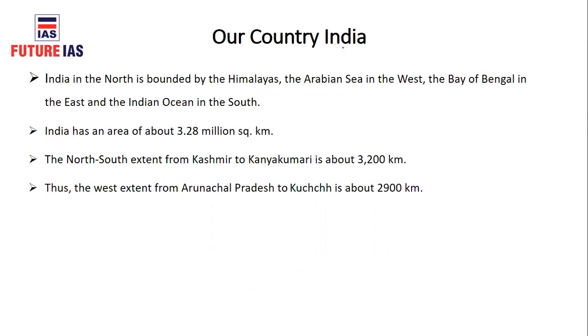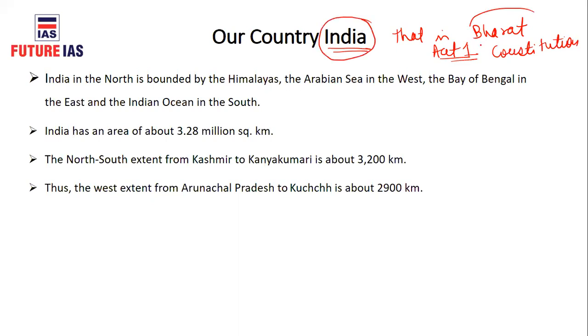As all of you know, India, that is Bharat. This is what is written in our Indian Constitution, Article 1, which basically says that India, that is Bharat. So that means India is the modern name of our country and Bharat is the ancient name. Let's understand a few features of our country.